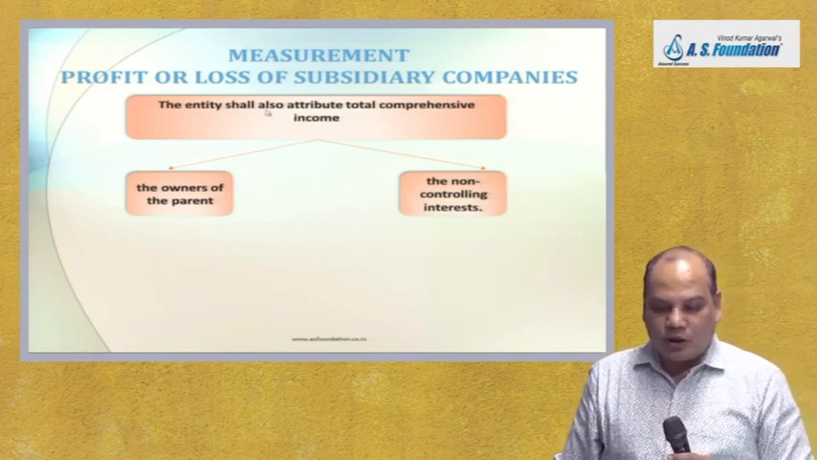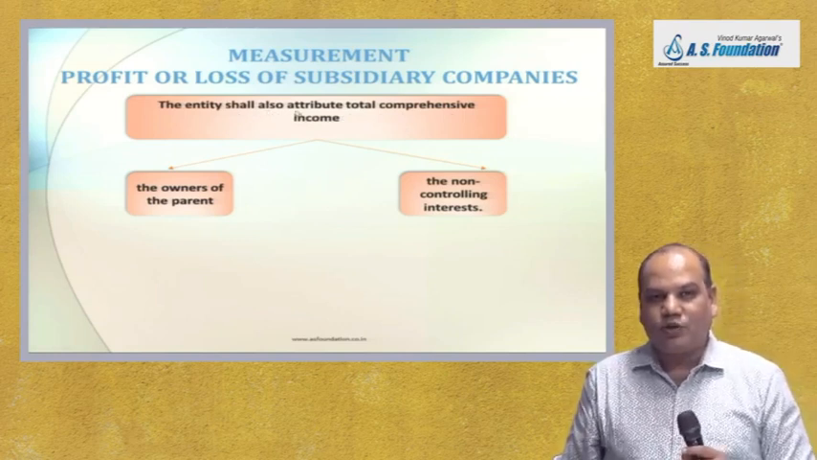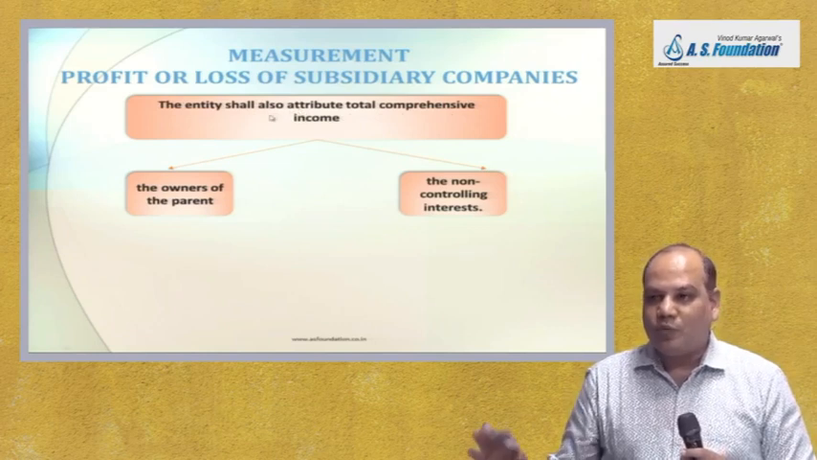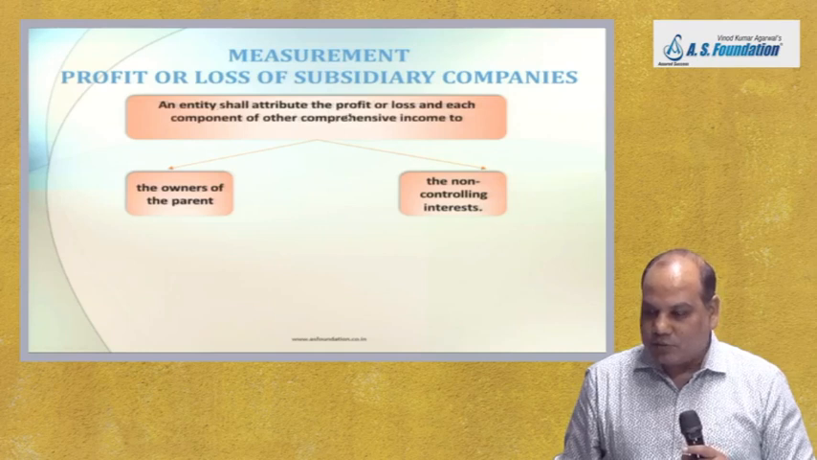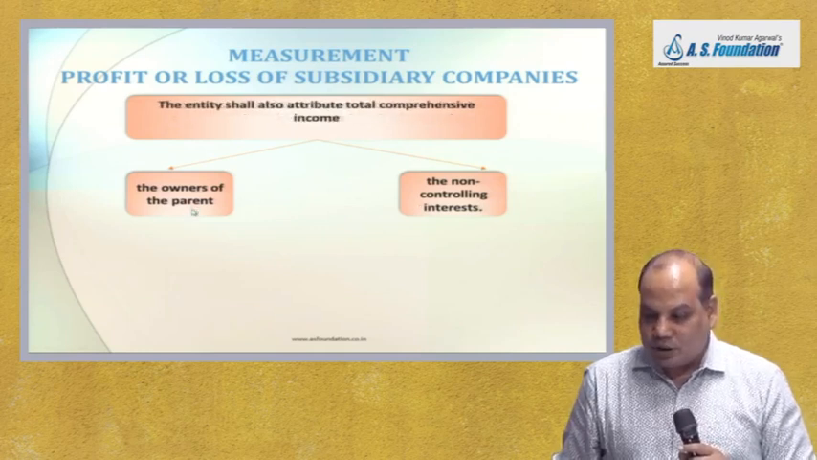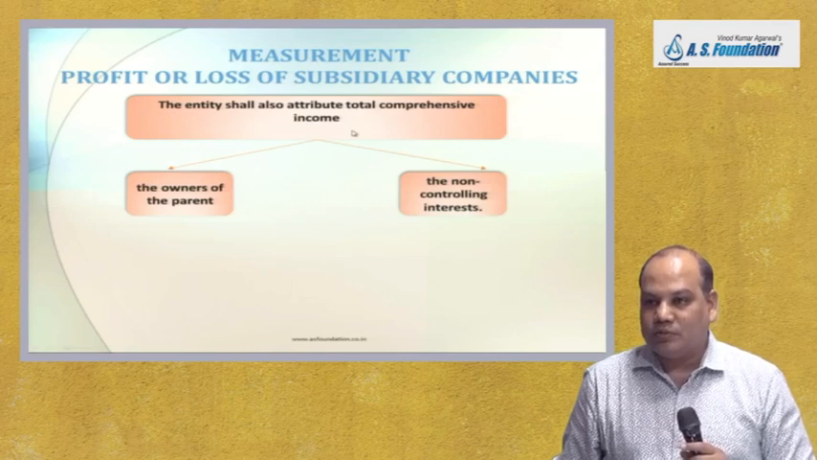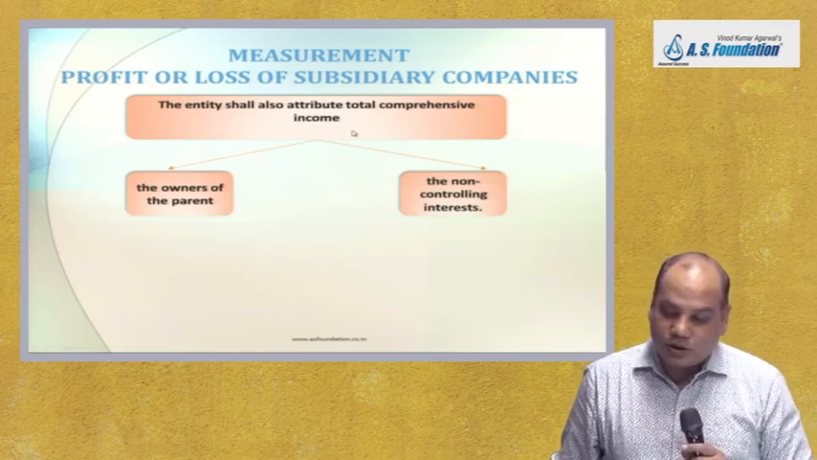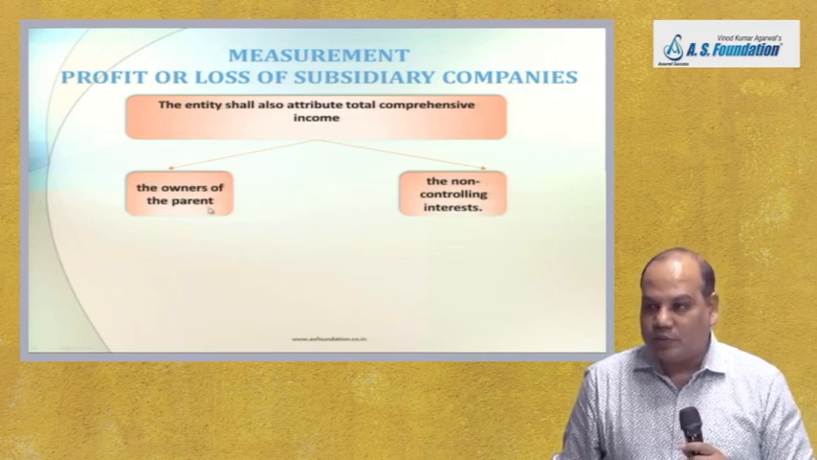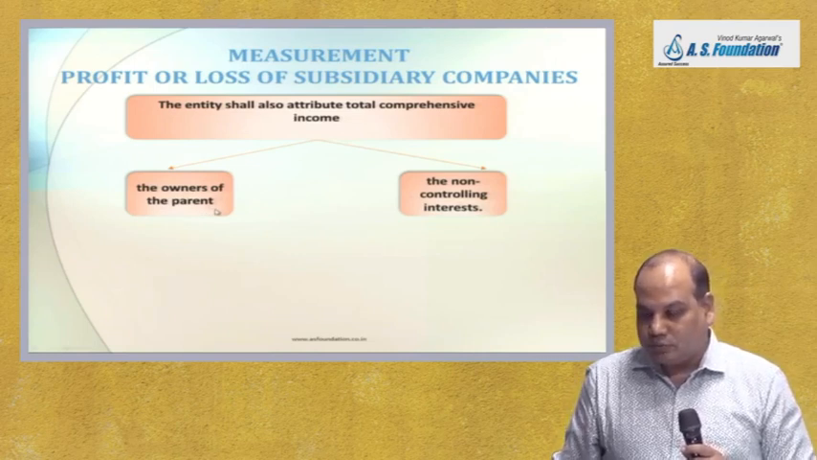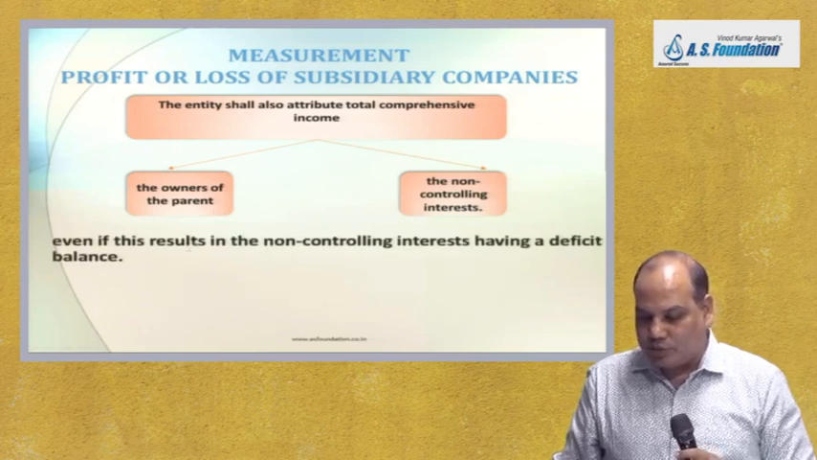Similarly, if you are also asked to prepare P&L account plus OCI, then I have to make two calculations. One, this one, profit and loss distributed between NCI and parent, and total income. Total income would be profit and loss plus OCI. Profit and loss plus OCI, that you distribute between NCI and the owner of the parent. Okay. So that also I am going to do in one problem.